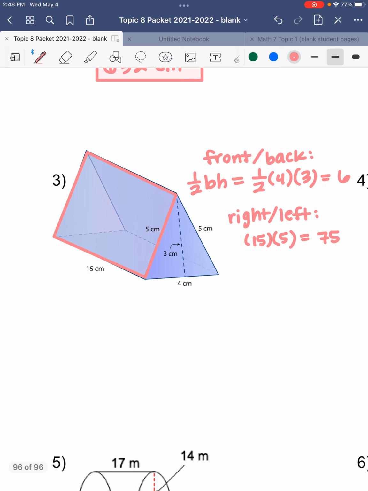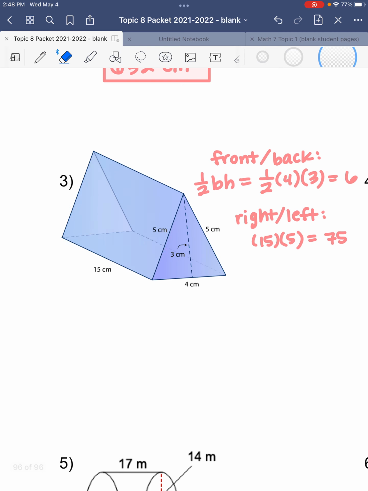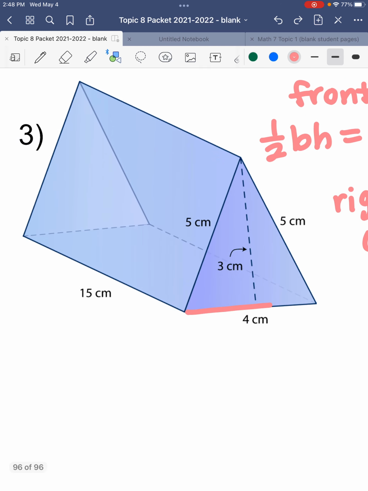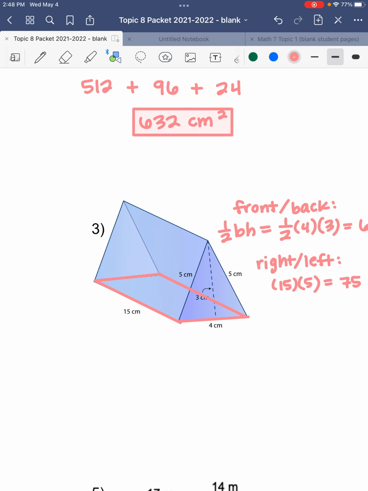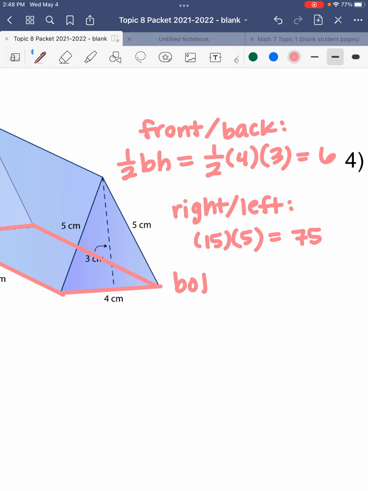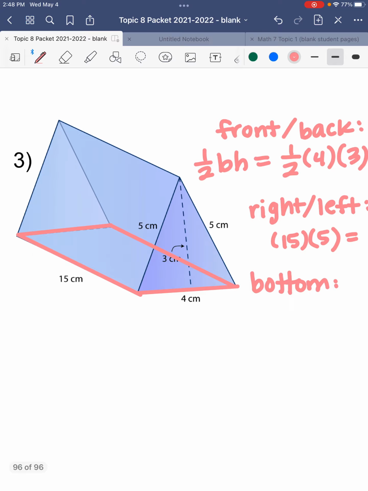Okay? Now let's talk about our last side. Well, my last side, the only one I have left, is this bottom rectangle. Let's see if I can draw it a little better. So we have that side, and then we have this side here. There we go. Okay, so we have that bottom, right? So the bottom, again, is a rectangle, so it's just length times width.